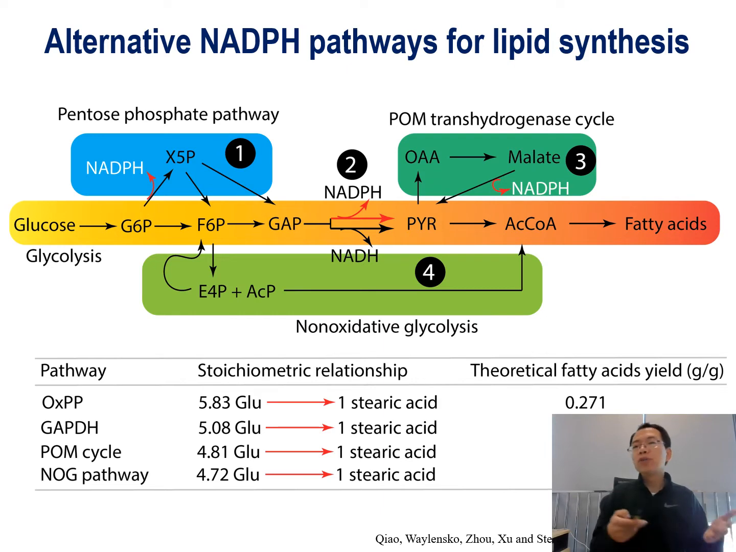And all the way you can go to block 3, use the POM cycle, we call pyruvate, oxaloacetate and malate cycle. So this is a transhydrogenase cycle. You can reduce glucose to 4.8. And if you go to block 4, you will need the non-oxidative glycolysis pathway. This pathway actually is very efficient. They will just need 4.7 glucose to make 1 stearic acid. So the theoretical fatty acid yield will be significantly improved from 0.27 gram per gram all the way to 0.33 gram per gram. It's around 34% of increase.